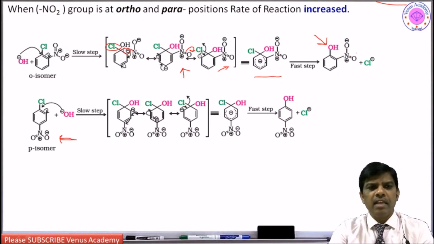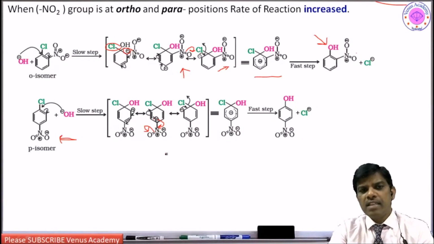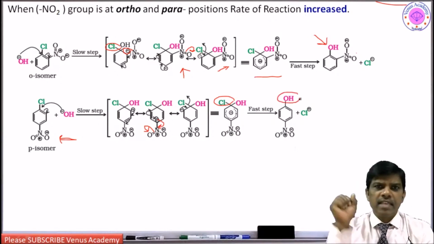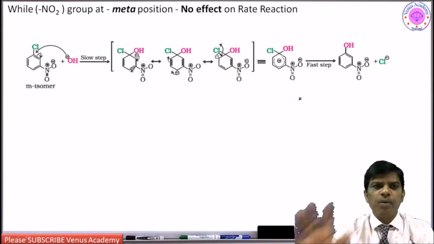What is happening? The negative charge which is formed here is going to be stabilized. So this nitro group stabilizes like this. Yes. So because of this stabilization, the chlorine is easily substituted with the hydroxy group. Same thing when it comes to the meta position.